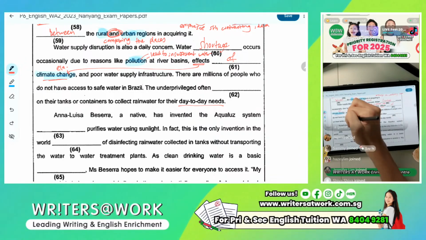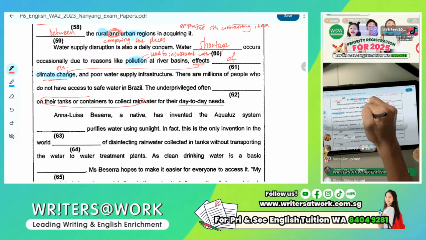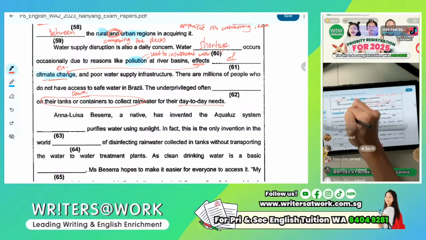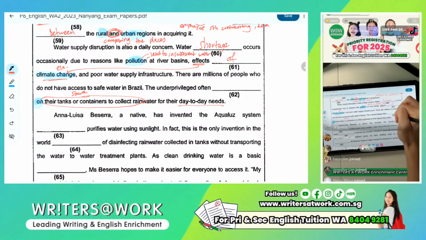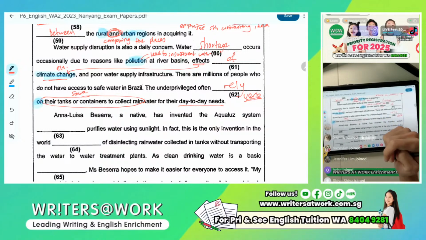So you can see this is the source. And there's the word on here. So you need to be very careful what's the action word or the verb you use. So we will need to say they often rely on the tanks or the container to collect the rainwater.